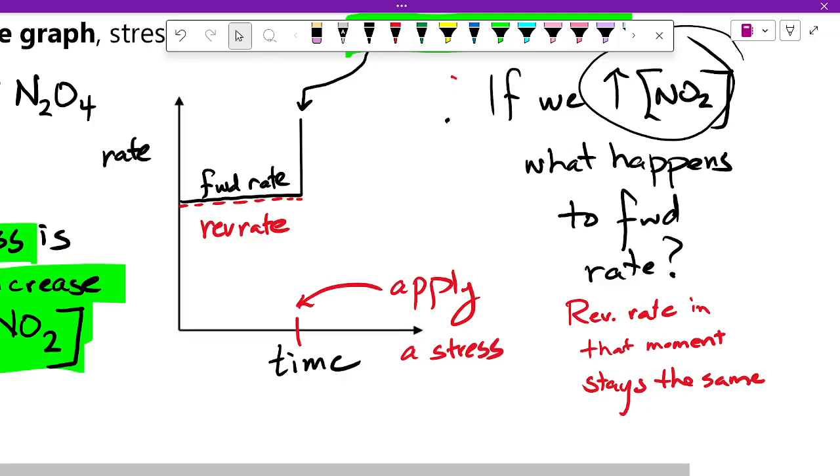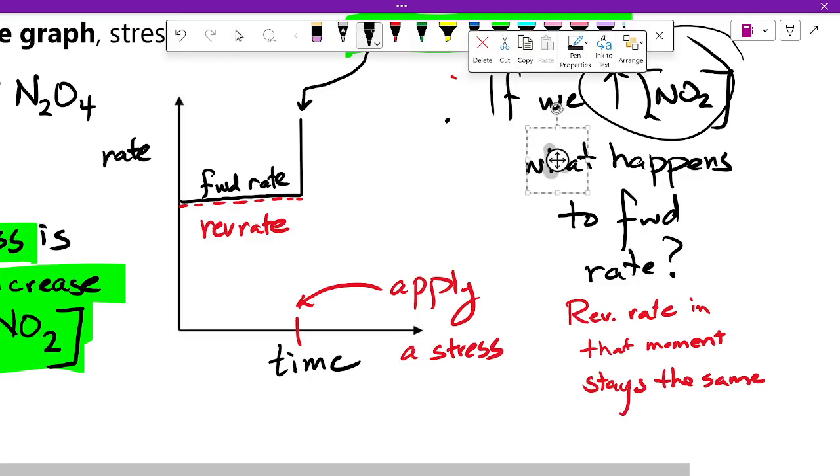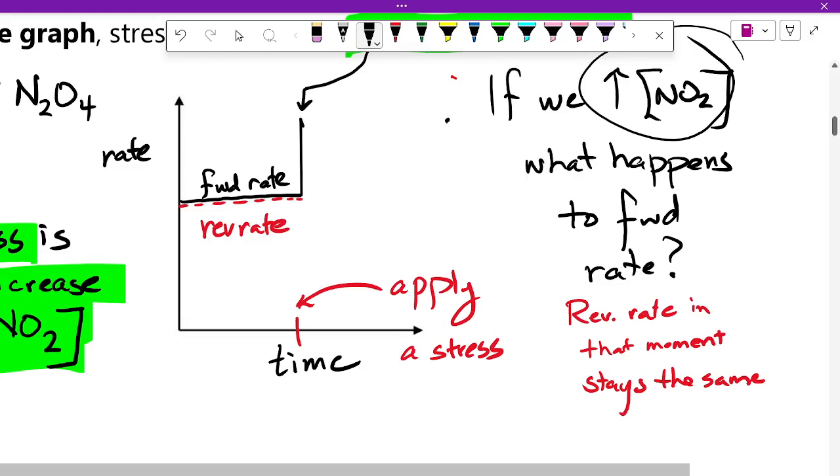Yes, very good. So you can imagine what's going to happen here is that the forward rate is going to decrease because the forward rate is going faster, so we're using up reactant. So there are fewer collisions between reactant particles. The reverse rate is going to speed up because we are making product faster than we are using it, so there's going to be more collisions between product molecules, and eventually the two rates once again become the same and we reach our new equilibrium.